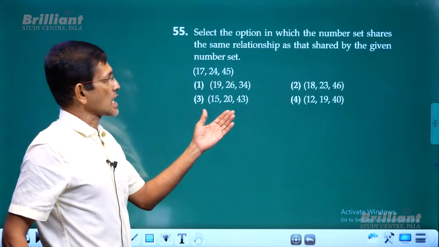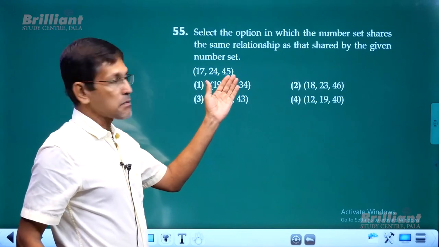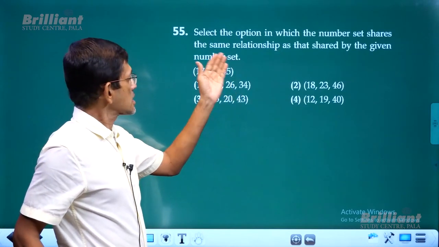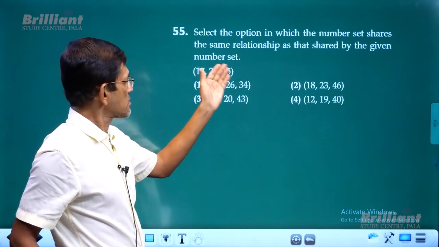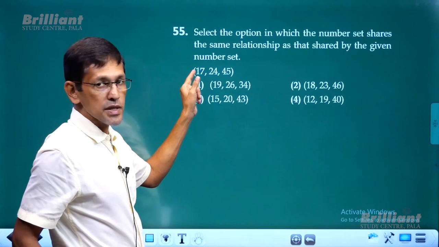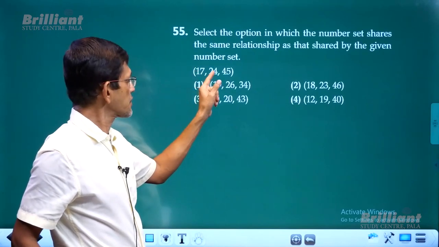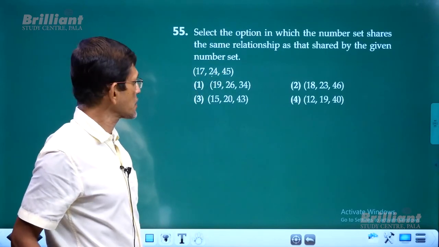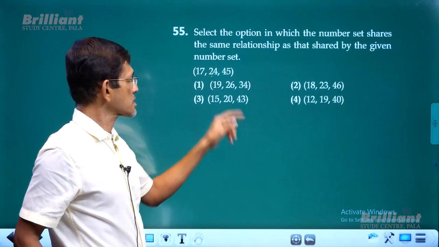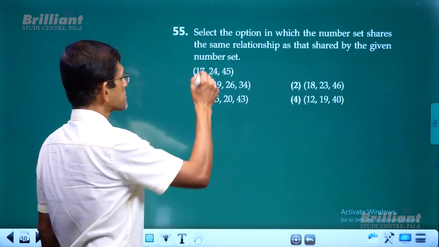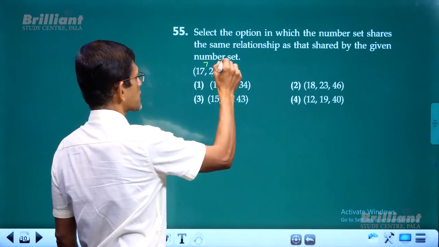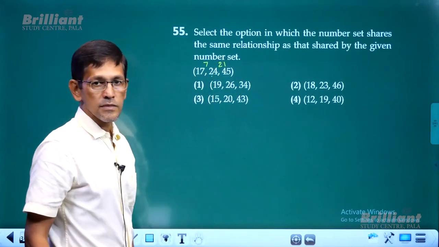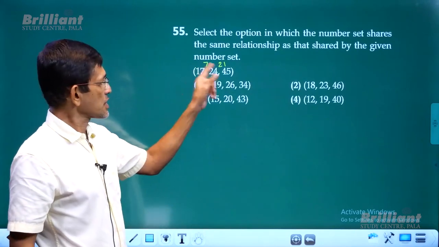Now 55, select the option in which the number set shares the same relationship as shared by the given number set. So there is a relation between these numbers, 17, 24, and 45. What's the connection? 17 plus 7 is 24. And 24 plus 21 is 45. And we can see that 7 into 3 is 21.